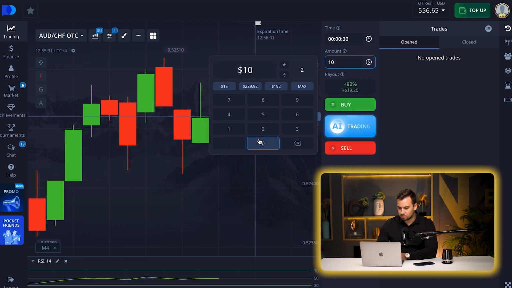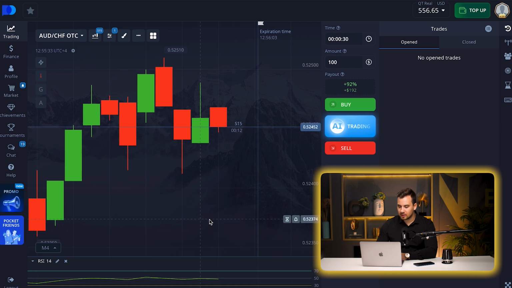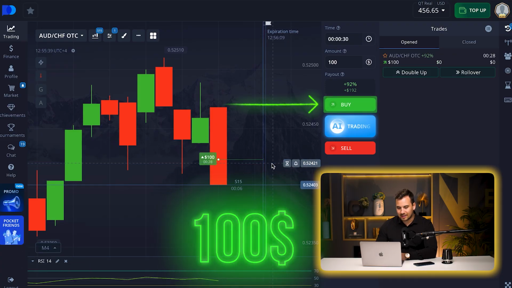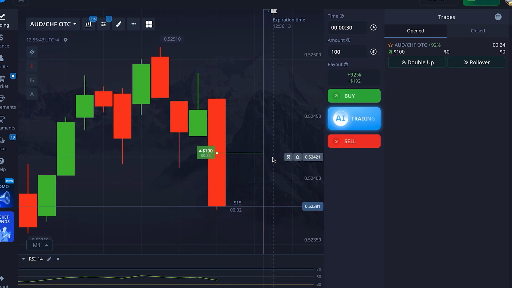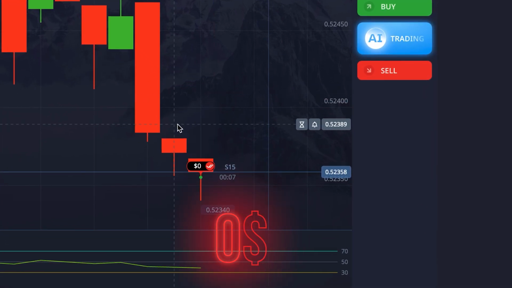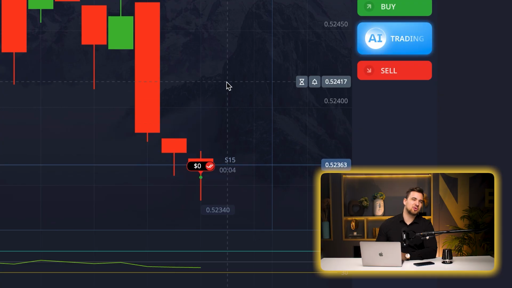The next trade is Australian dollar and Swiss franc. RSI oversold, but movement is weak. I take a chance on the bounce. Go long. But the candle quickly turns red. That's a loss. An RSI zone alone isn't enough.